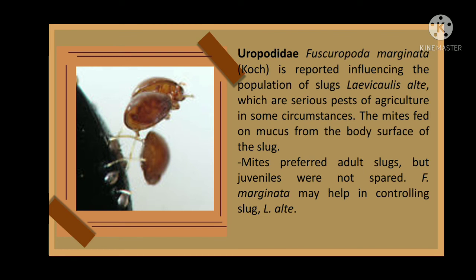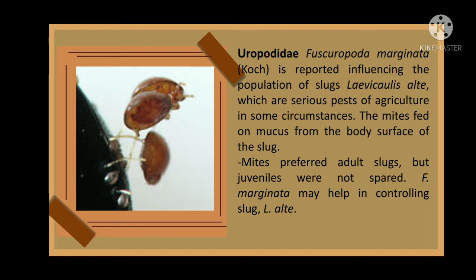Next is Uropodidae. It is reported influencing the population of slugs, which are serious pests of agriculture in some circumstances. The mites feed on mucus from the body surface of the slug, preferably by making holes on the dorsal surface of the slug body. These holes in the course of time turn into cancerous spots, and the infested slugs become inactive in 40 to 44 hours and die on the third day.